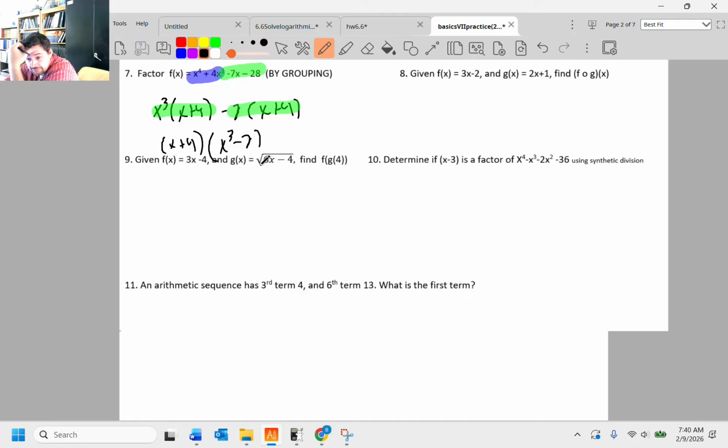Number 8, given that f of x is 3x minus 2 and g of x is 2x plus 1, find f composed of g composed of x. Old school looking like that. Okay, so what I'm actually finding is f of 2x plus 1, which means that every x in f becomes 2x plus 1.